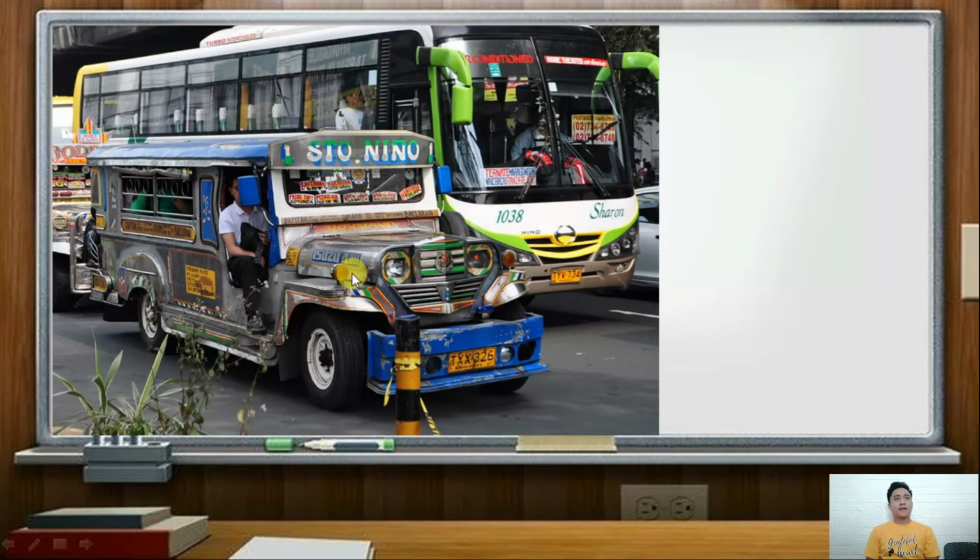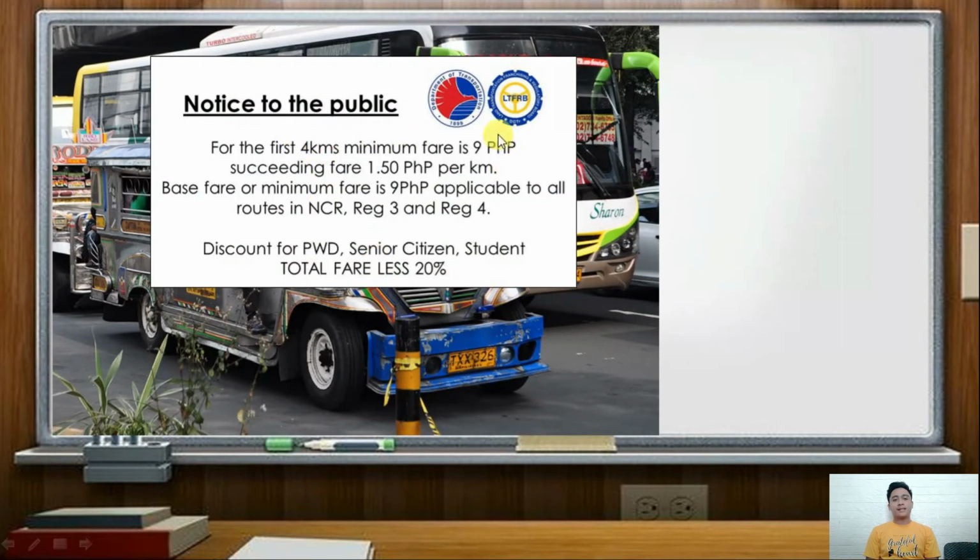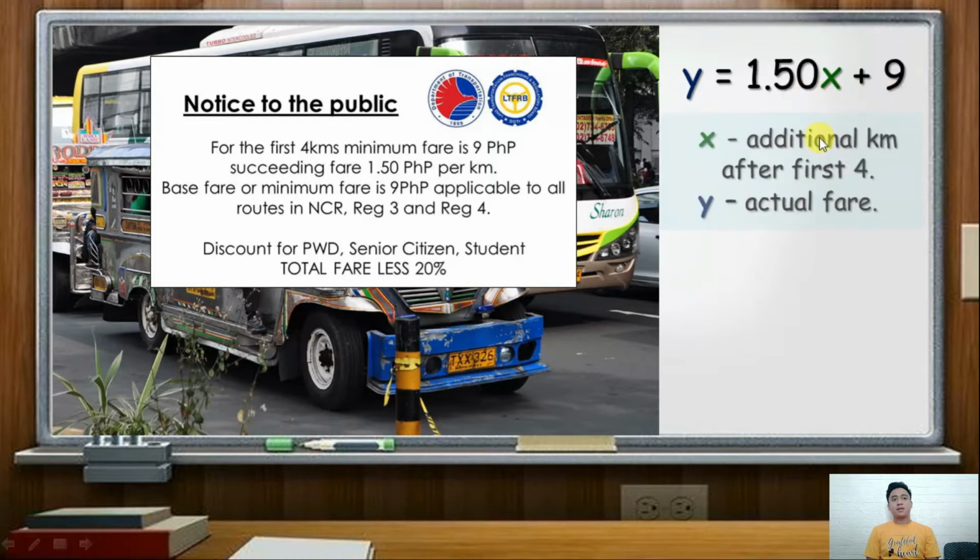Let's assume that the flat rate or the minimum fare is 9 pesos for the first 4 kilometers and an additional 1 peso and 50 centavos for each kilometer or a fraction of it traveled thereafter. This concept can be expressed algebraically as y equals 1.50x plus 9, where x is the additional kilometer traveled after the first 4 and y is the actual fare.